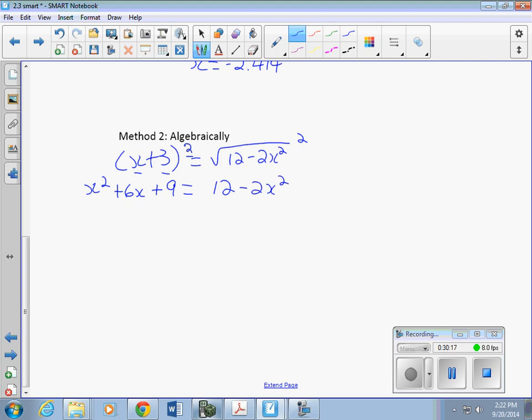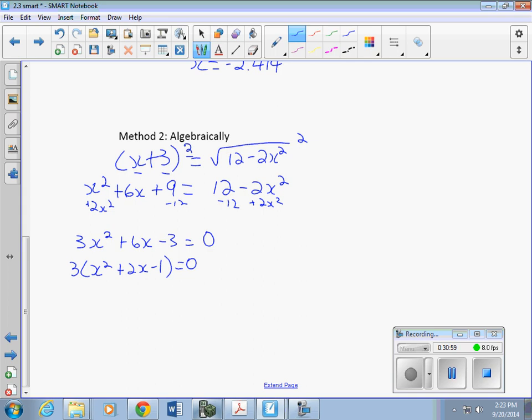So bring everything over to one side. I'm going to subtract 12 and add 2x squared. So I have 3x squared plus 6x minus 3 is equal to 0. So I could do slide and divide, or I could just GCF this. If I GCF a 3, x squared plus 2x minus 1 equals 0. Well, if I do that, I've got nothing with product and sum that's going to work. So that means I'm going to use my quadratic formula.